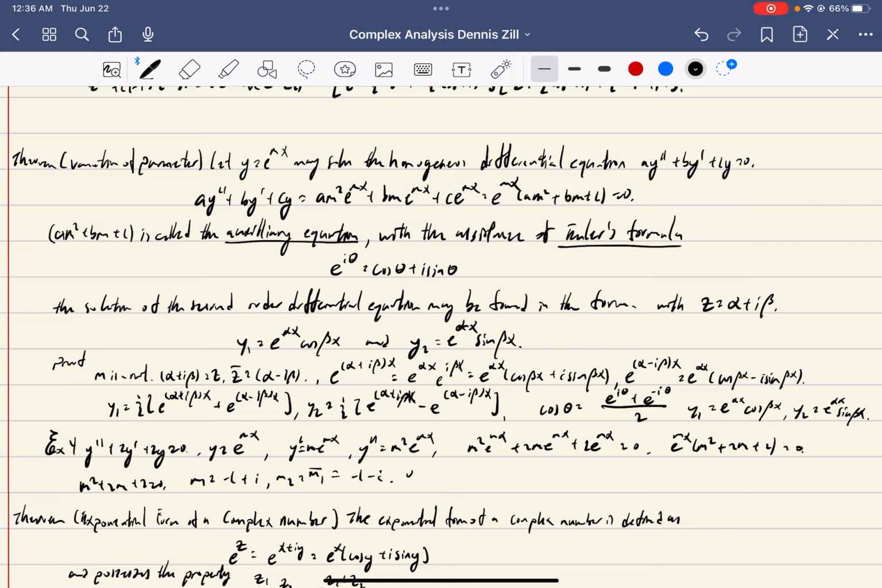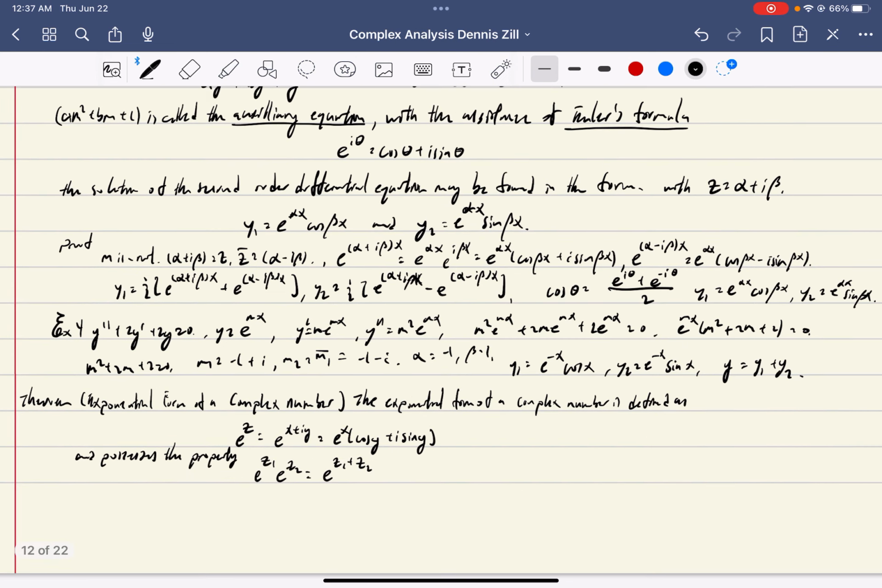And now you may define your alpha as negative 1, and your beta is equal to 1, by m1, really. So now your first solution is equal to e to the negative x cosine x, and y2 is equal to e to the negative x sine x. And then your general solution, I forgot, was it this? No, sorry. y is equal to y1 plus y2, maybe like this. You can write it as g, but I will just leave it like that, right?